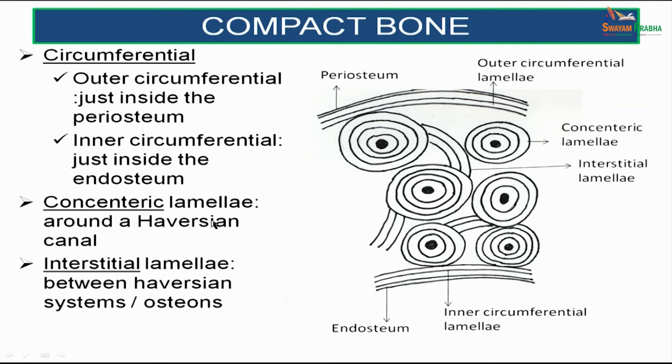The concentric lamellae are in this circular fashion encircling a central area called the Haversian canal. The interstitial lamellae are the lamellae found between these areas. These are called Haversian systems or osteons. So, interstitial lamellae are seen between osteons. Now, what is a Haversian system? We will talk about it just now.